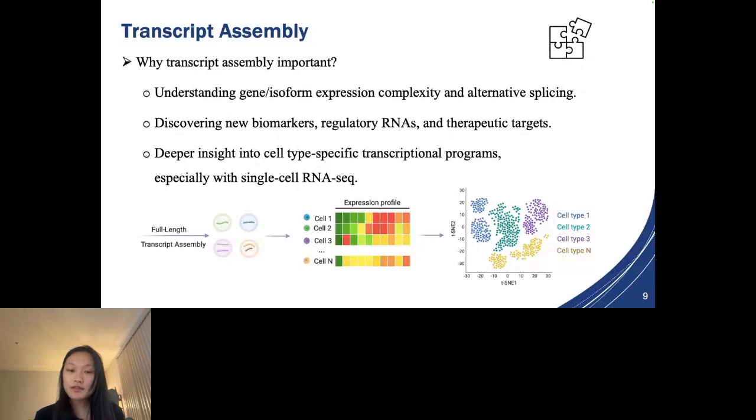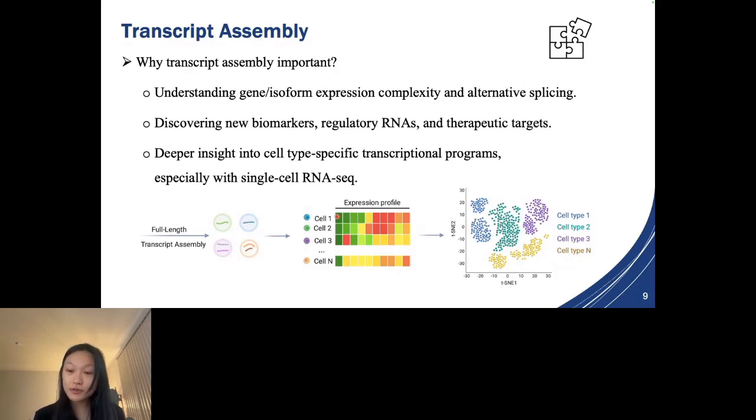Furthermore, this is especially crucial for this project. When combined with single-cell RNA-seq, transcript assembly gives us insights into cell-specific transcriptional programs. As the figure illustrates here, by assembling the full-length transcripts within each cell, we can generate a highly accurate isoform-level expression profile for each single cell.